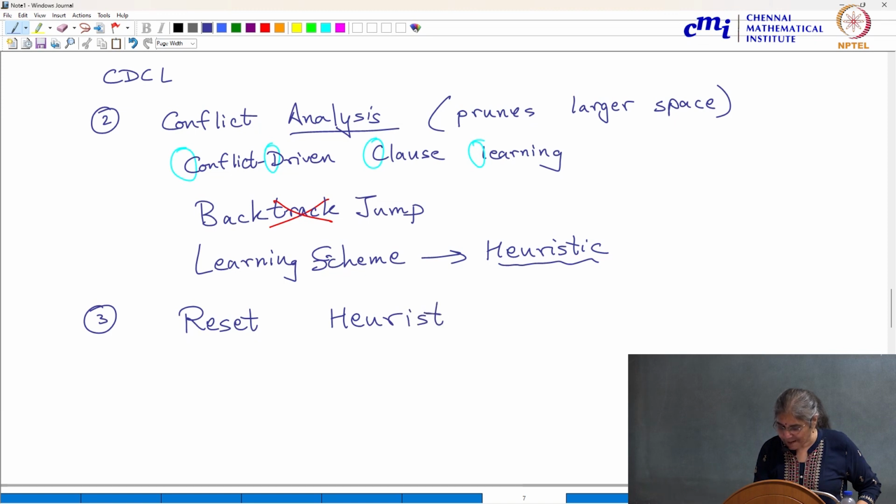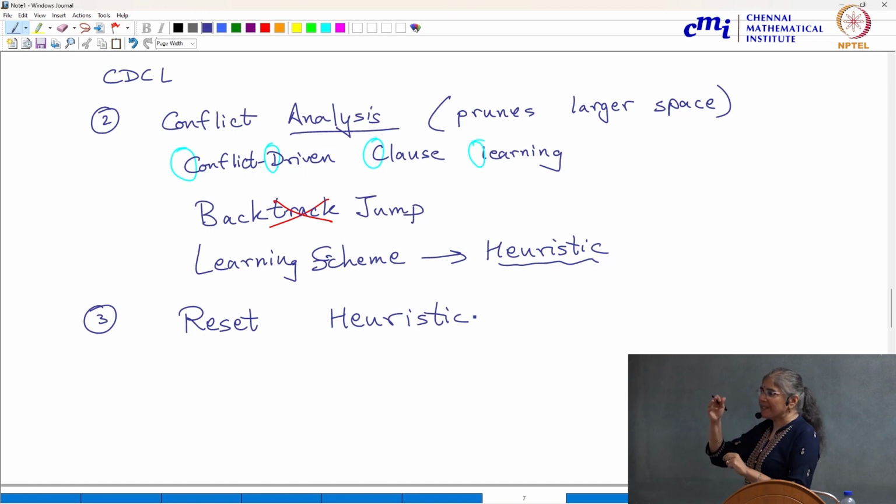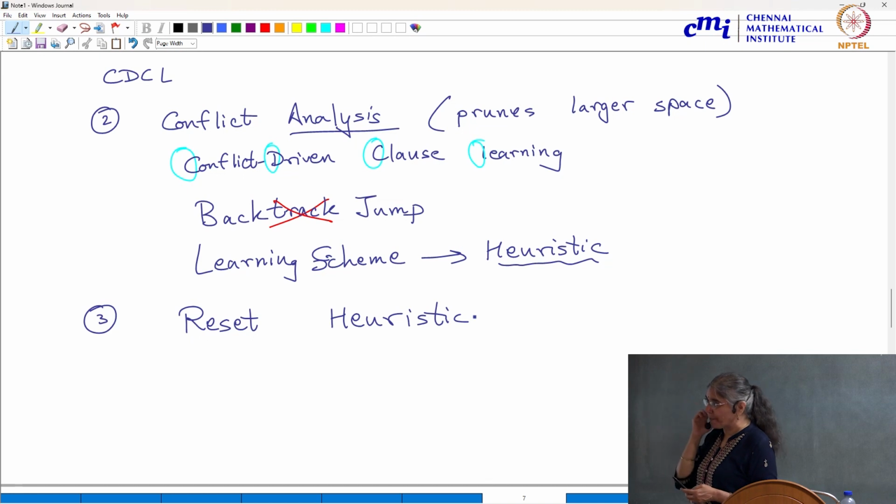There is something called a reset heuristic, which says that periodically while you're doing this backtrack and you have learned some clauses, instead of back jumping, you just give up on this trail and start again from the beginning. You erase the history that you have till now and go back to the beginning. Don't erase the learned clauses. Keep the learned clauses, but don't backtrack in your current tree. Don't just back jump. Go all the way to the top.